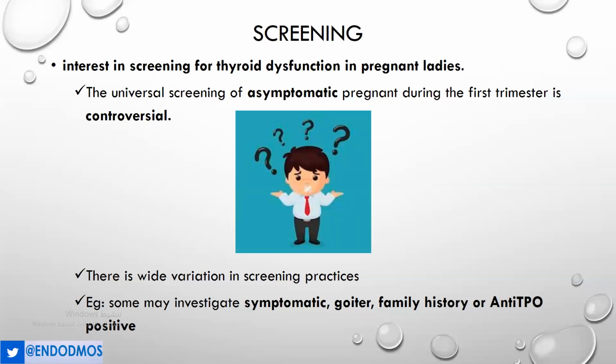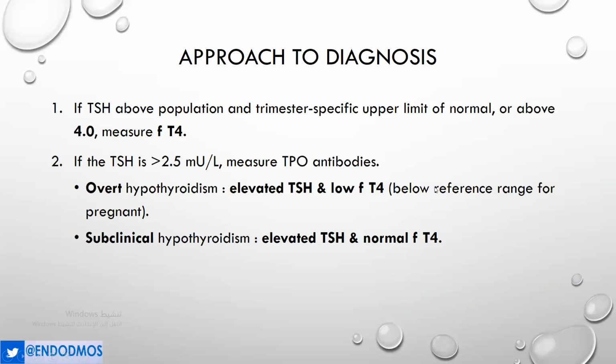The screening: there is controversy about screening for thyroid dysfunction in pregnant ladies. The universal screening of asymptomatic pregnant women during the first trimester is controversial. So maybe it is up to the clinical decision of the physician. There is wide variation in screening practices. Some may investigate symptomatic patients, or those with goiter, family history, or anti-TPO positive.